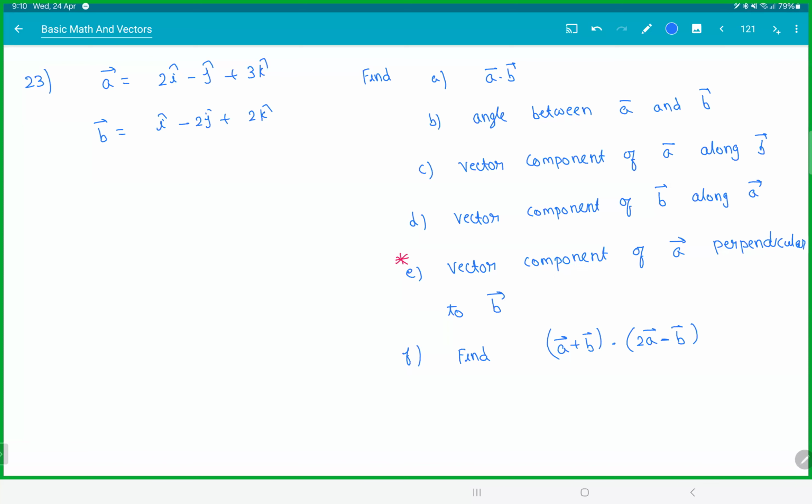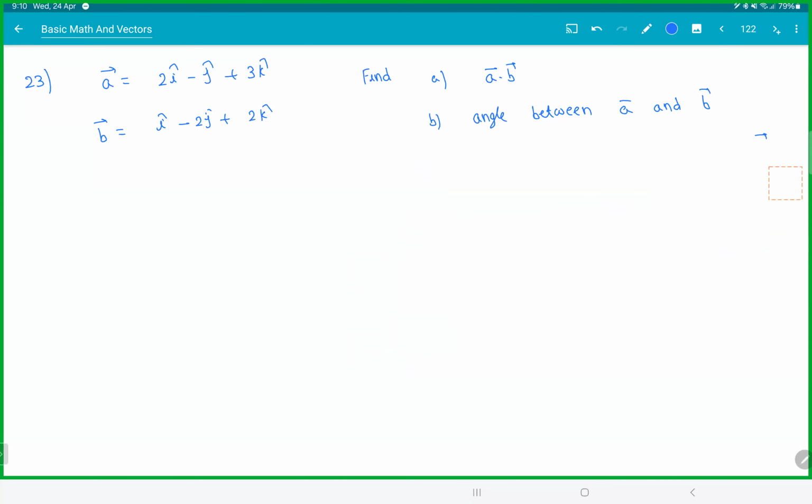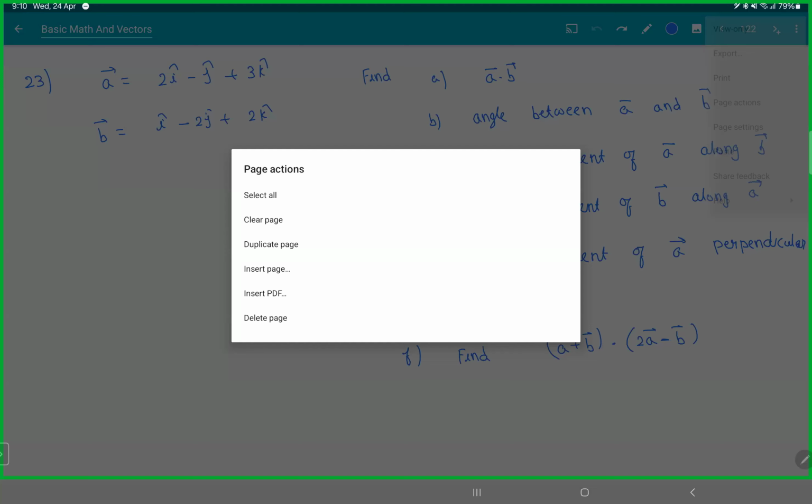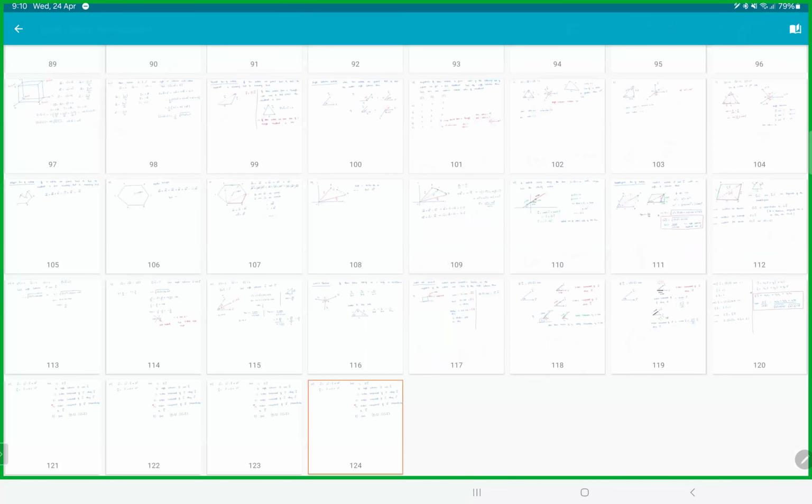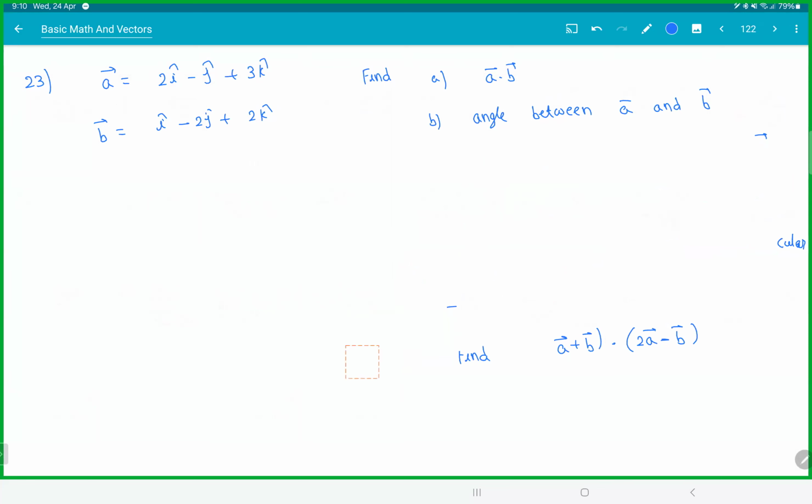Let's see the first part. A bar dot B bar, that's a straightforward question. Multiply the x component, so 2 into 1, then minus 1 into minus 2, then 3 into 2, that is 10. Done. What is the angle between the vectors?